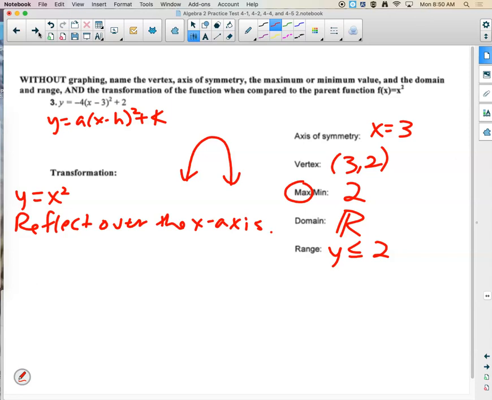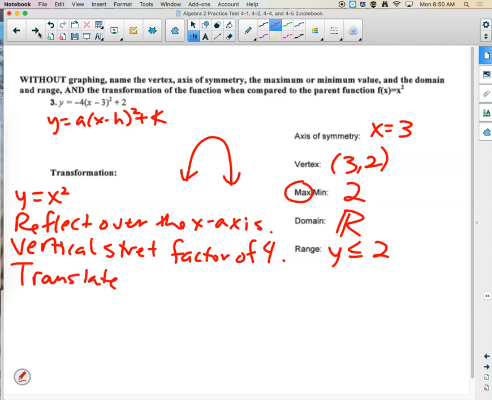How about the 4? Big vertical stretch. Vertical stretch factor of 4. Four times all the y's. How about the x minus 3? What's that going to do? Good. I love hearing the fancy name even. Translate 3 units to the right.